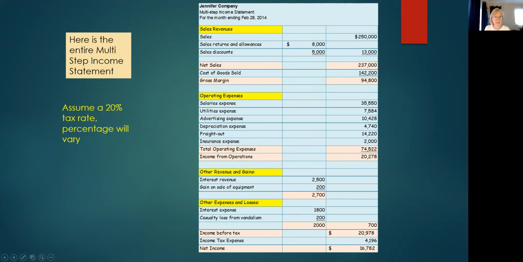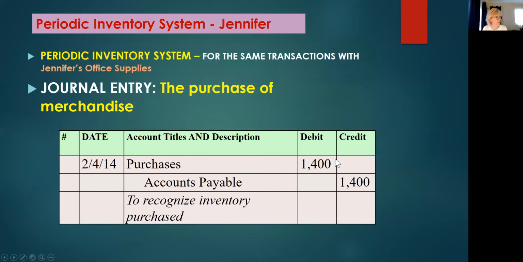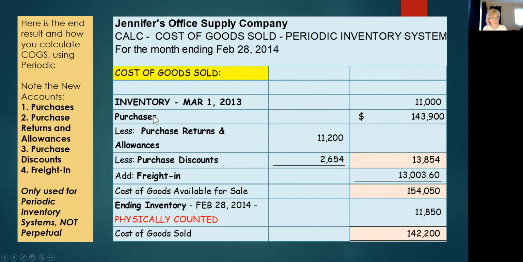So you could do this as a single step, but the multi-step gives us really rich information on gross margin and income from operations, and that really helps us contrast and compare similar companies. Okay, so I wanted to get through to that. The only other major calculation for periodic is calculating cost of goods sold. So make sure you understand how to do this. And that's using only the periodic accounts. With perpetual, you get to know cost of goods sold immediately.